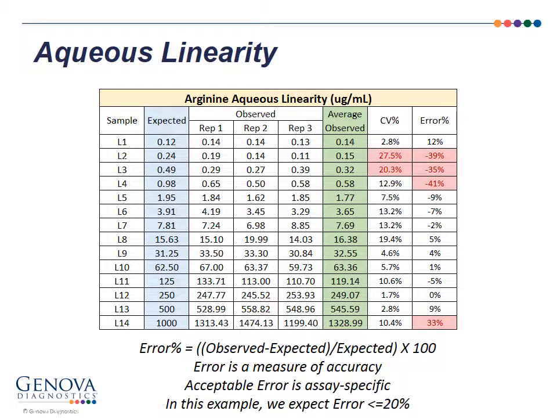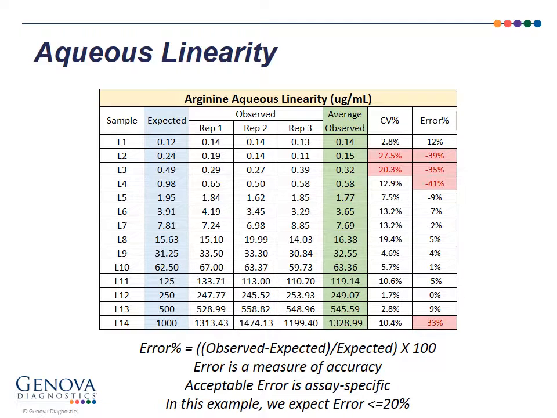We also look at percent error. Error is the difference between your observed and expected, divided by your expected, and then converted to a percentage. This is a measure of accuracy. What this is comparing is how my average observed compares to what I expected to get. Again, this is going to be assay specific. You may revisit it. In this example, we set error at 20%.